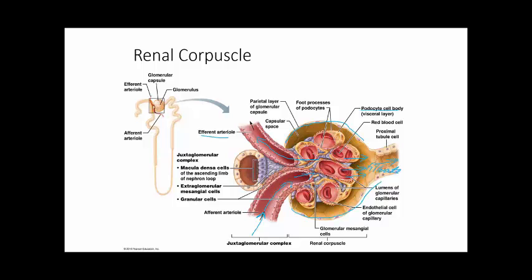So the outer part of this renal corpuscle is known, let's see, put a whole thing around it here, is known as the capsule. Bowman's capsule is what it's often called. And that's what's going to capture the filtrate and basically let it head into the proximal convoluted tubule.